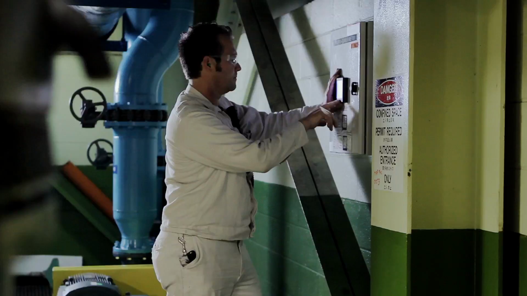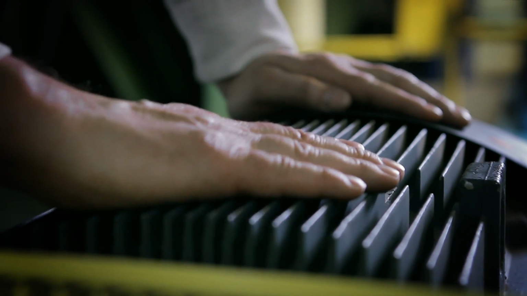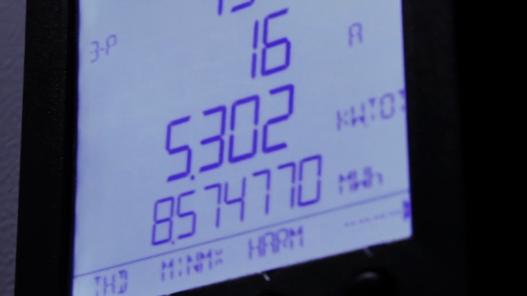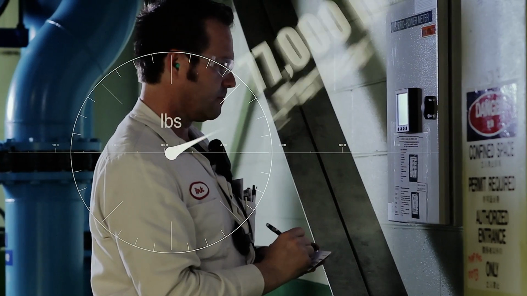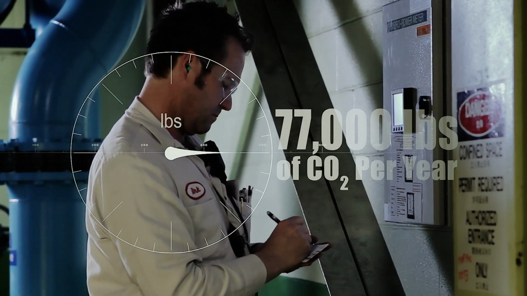It generates about 5.5 kilowatts of electricity. It works out to about 50,000 kilowatt hours per year, which offsets the CO2 that would be generated by the power plant by about 35,000 kilograms per year of CO2, or 77,000 pounds.